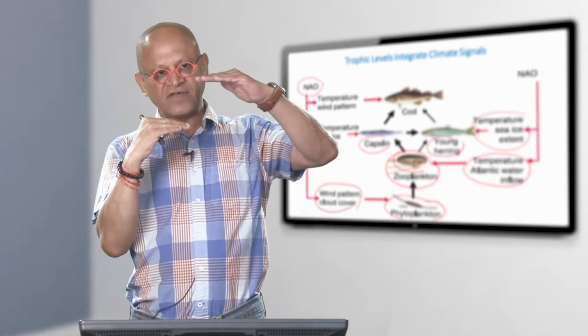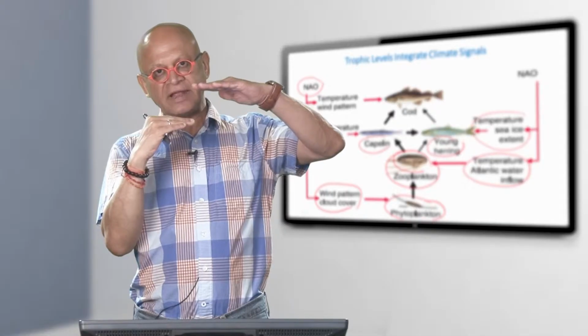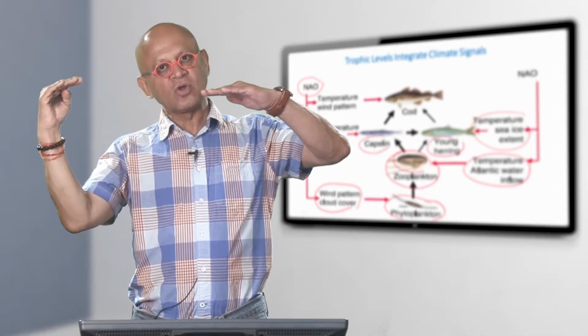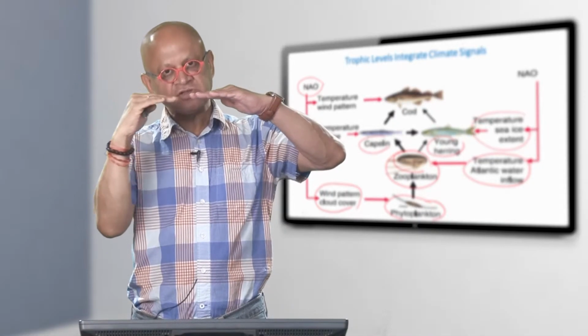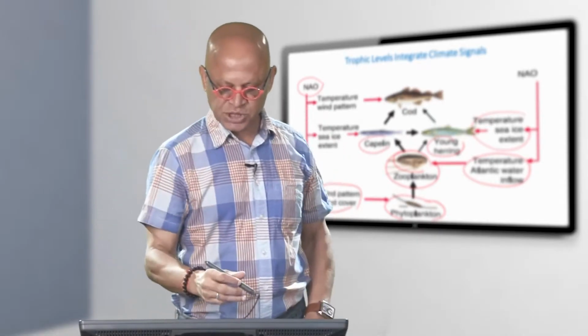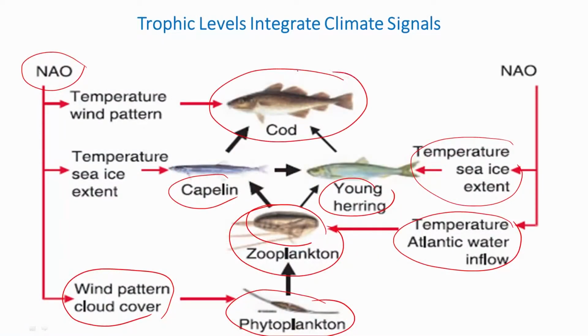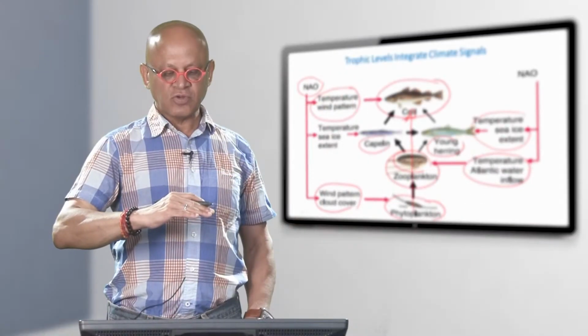If phytoplankton is affected, the food supply to zooplankton is affected, and the zooplankton growth rate and reproduction itself is also affected by the temperature change and so on. So, somebody who is at the top of the food chain like cod is affected by temperature and wind pattern, but also by the integration of all these effects coming from the bottom of the food chain. This is what we have to remember.